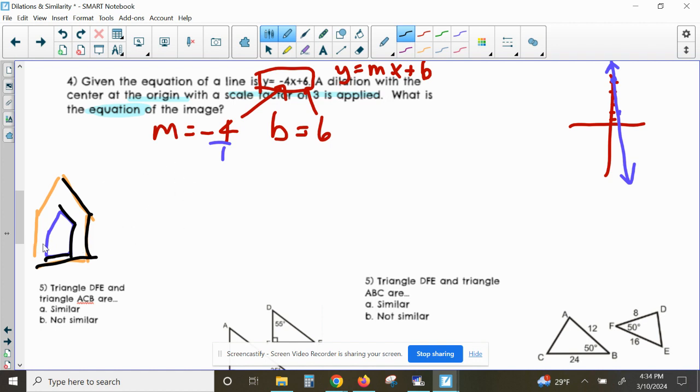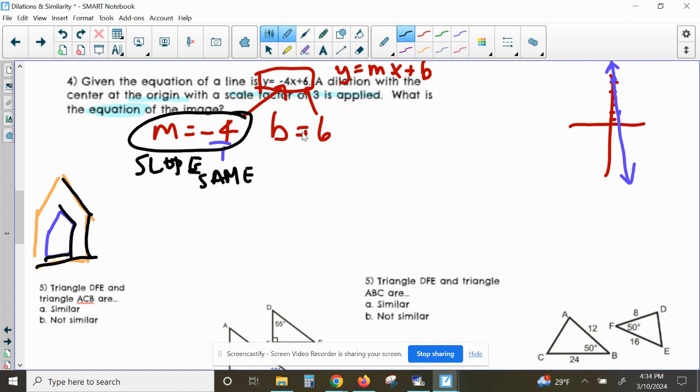It would be kind of like if you made your face larger when you zoomed in and it got all distorted and crooked. It doesn't happen. So all of these slants stay exactly the same. That means the slope stays the same. So slope is always going to stay the same because that is the slant of a line, right? How it rises and runs. So the slope is going to stay the same.